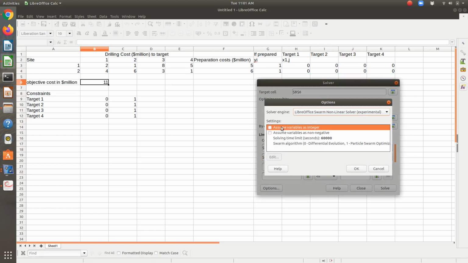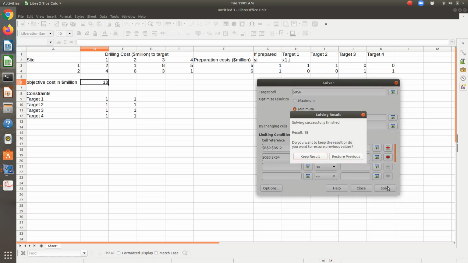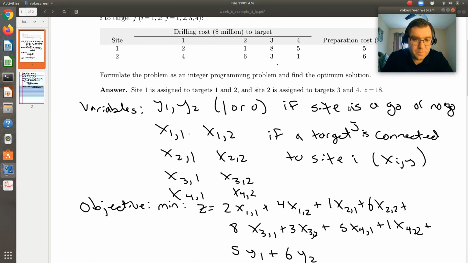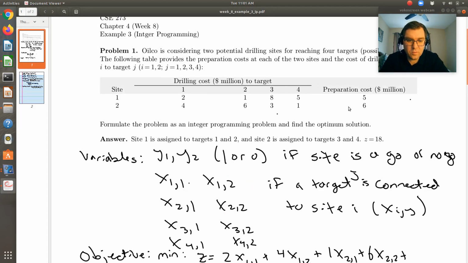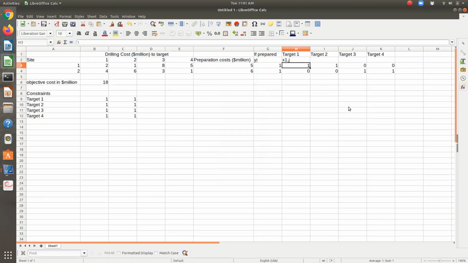Let me see if I do nonlinear and I assume variables as integers and variables as non-negative and solve. Now I get a result. Okay, so I get that I could build sites 1 and 2. Sites 1 and 2 are connected to site 1, and sites 3 and 4 are connected to site 2. Yeah, for a cost of 18. Okay, so we got it, it works.